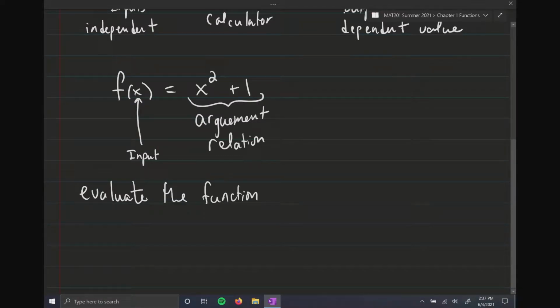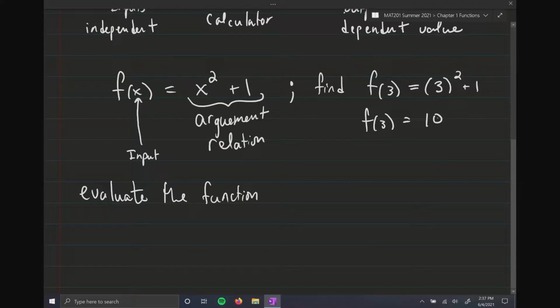So if we say given f of x equals x squared plus 1, if I want you to find f of 3, what I'm really asking you to do is just take the value 3, substitute it into your function, and then evaluate it. So 3 squared is 9, 9 plus 1 is 10. And what we found is that when x equals 3, or the input equals 3, the output equals 10.